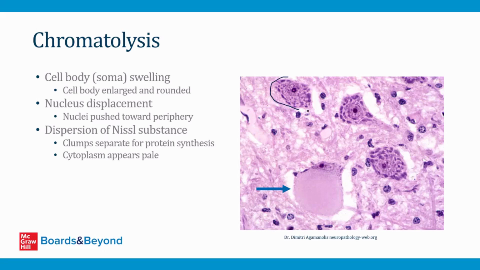So look at these three neurons here. These are more normal appearing neurons, but look at the one that's going through chromatolysis at the end of the blue arrow. First of all, the cell body, the soma, has become swollen, and that's caused the cell body to become enlarged and rounded, just like what you see in the picture. Also notice that the nucleus is over here at the periphery, just like we talked about before. And then you don't see granules in the center of the neuron. It's pale. That's because of that Nissl body dissolution that we talked about on the last slide. The clumps of endoplasmic reticulum separate for protein synthesis, and that gives you this pale cytoplasm seen here.